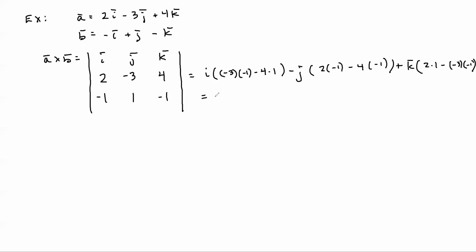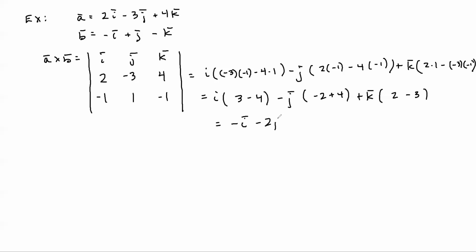Okay, and then from there we just simplify. Negative 3 times negative 1 is 3, minus 4, minus j times negative 2 plus 4, plus k times 2, and then we've got a triple negative here, so minus 3. Simplifying this, you get negative i minus 2j, don't forget the negative here, and then minus k. So there's one example of calculating a cross product.